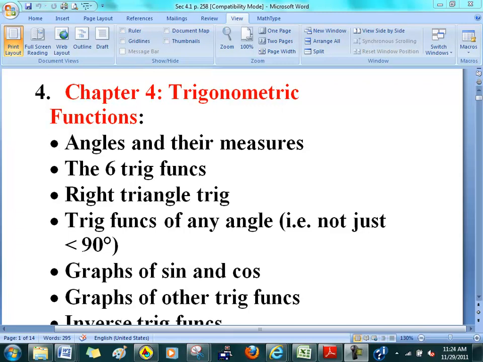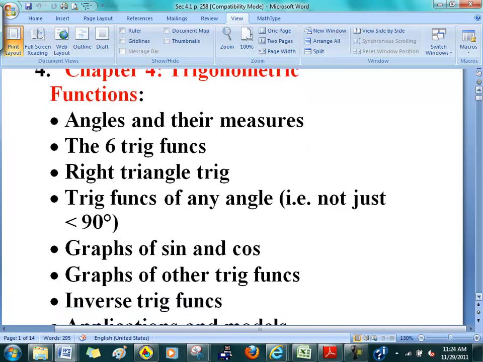So today we start out with chapter 4, which is the beginning of trig, and it goes on for 3 chapters: 4, 5, and 6. What you see here are some of the topics that we cover in chapter 4. It's pretty extensive. Then chapter 5 builds on that, and chapter 6 builds even more on that.